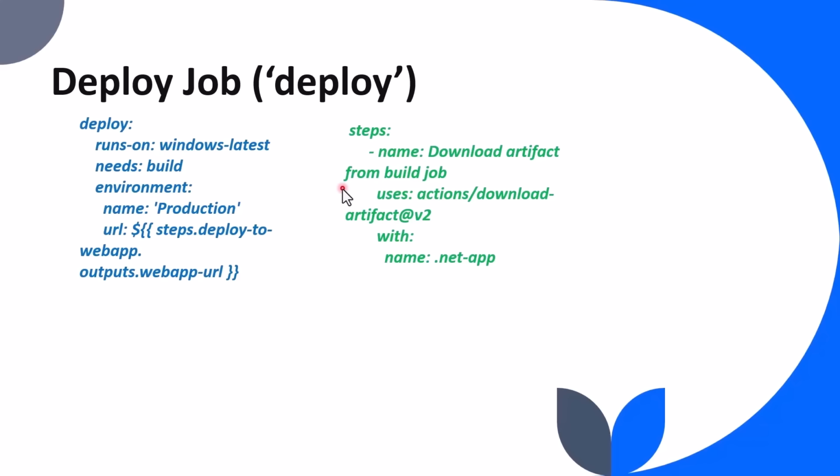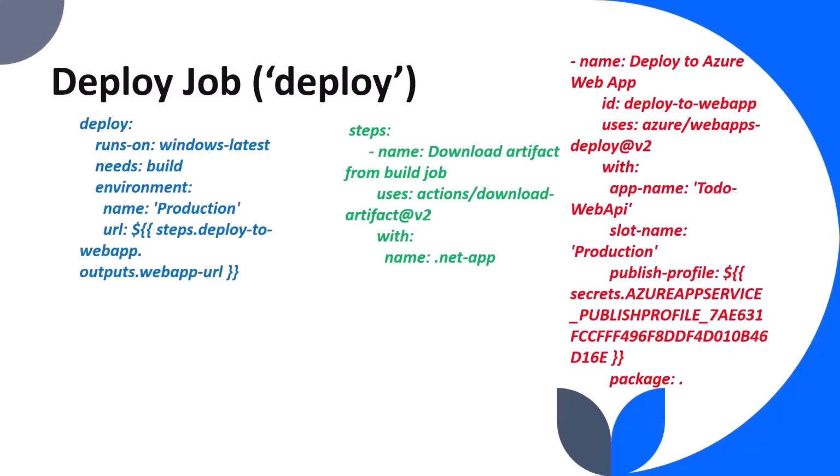It uses Azure/webapps-deploy@v2, the Azure web app deploy action, to deploy the app to Azure. The app name is todo-webapi, slot name is production, and with publish profile, it authenticates with Azure using a publish profile stored in the GitHub secrets. Okay. And package is the path to the app files.